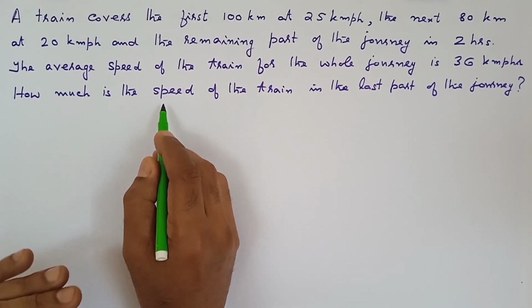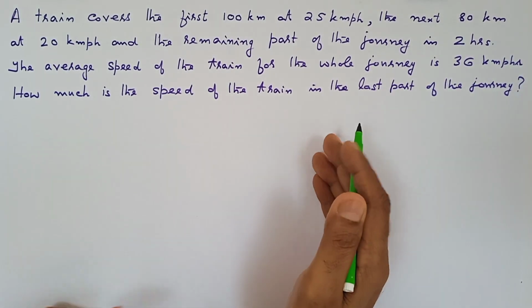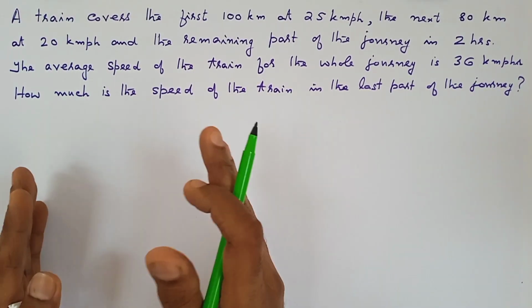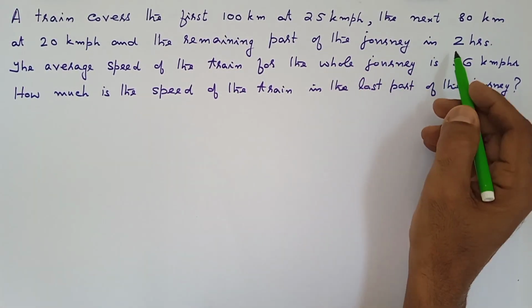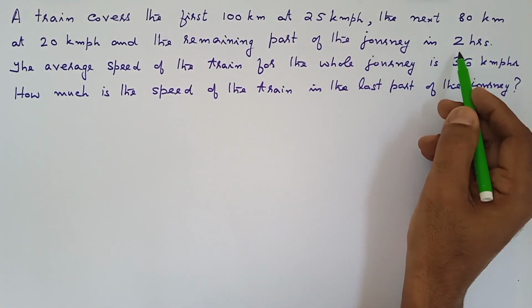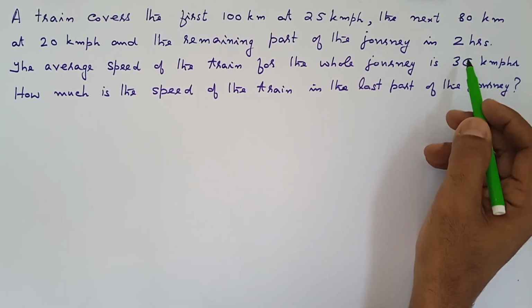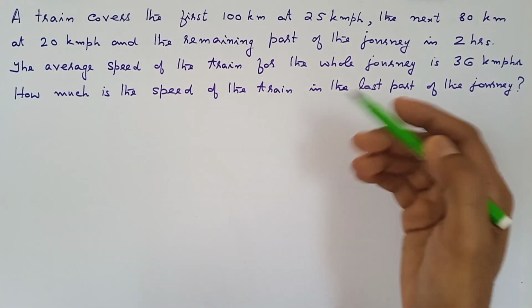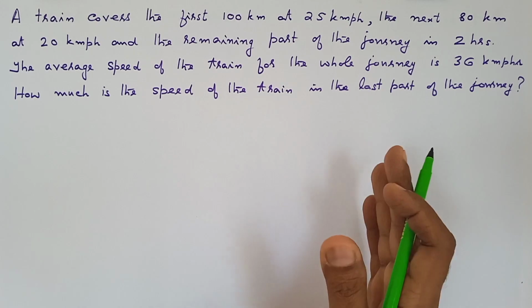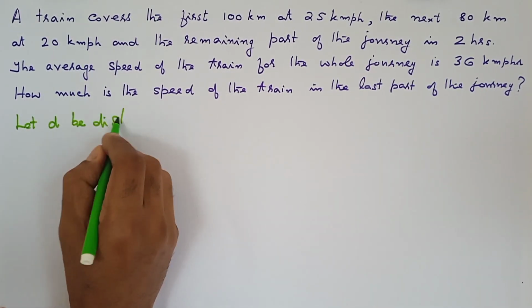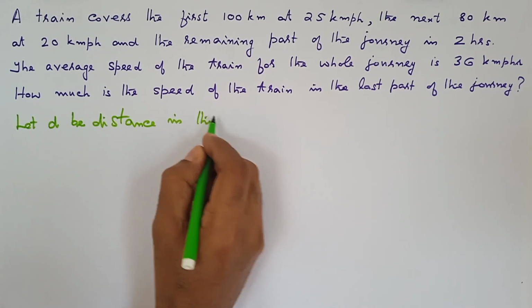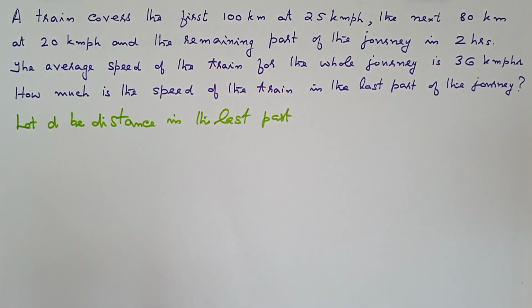We are asked to find out speed for the last part of the journey. So we need to find out the total distance in the last part of the journey and also the time. Time is given in the problem. Remaining part of the journey is done in 2 hours. So we know the time. The only thing we need to find out is the distance in the third part or the last part of the journey. Let D be the distance in the last part of the journey.